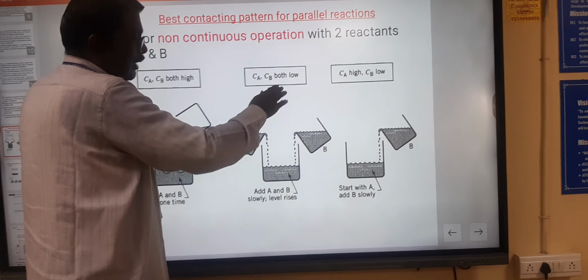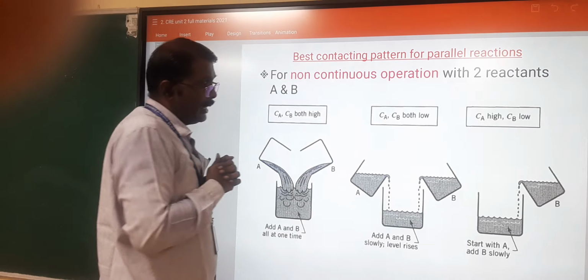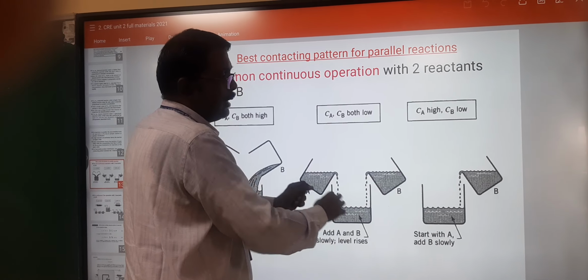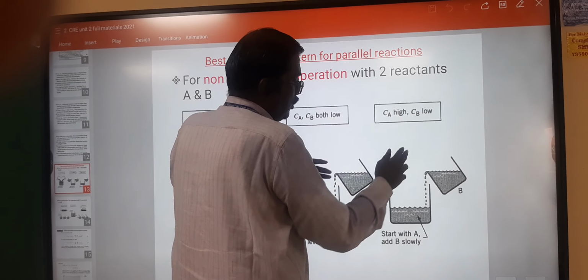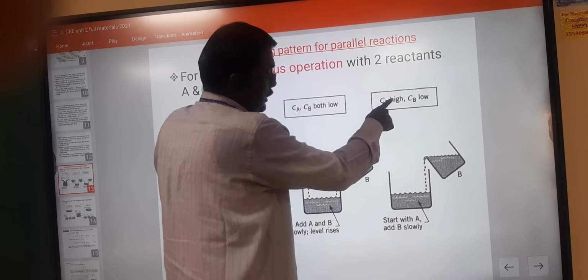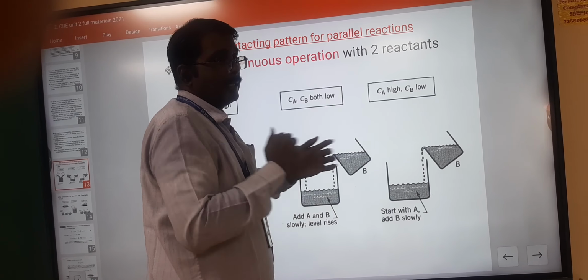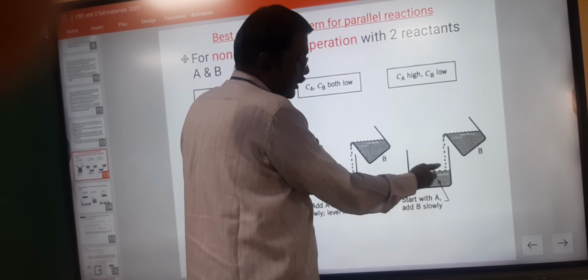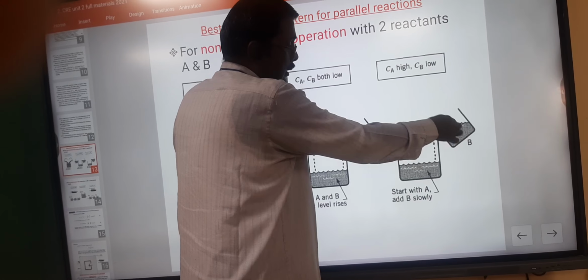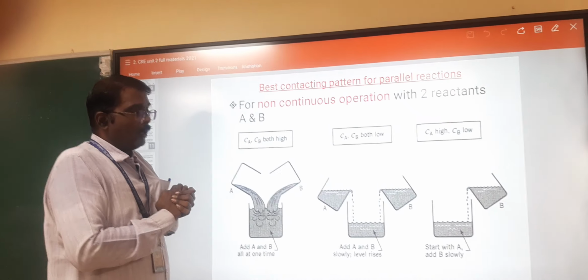If I want to maintain CaCb low, because my objective is to get more R, a more ratio value, then for this situation I have to add A and B in a drop by drop manner, very slowly. If you want to maintain one value high and one value low, accordingly you have to choose. Here, if you want to maintain Ca high, then the reactor is pre-filled with reactant A. Initially itself you take reactant A inside the reactor, then Cb I would like to maintain at a low value. That means B has to be added to the reactor drop by drop, very slowly. This is how we have to operate the system.